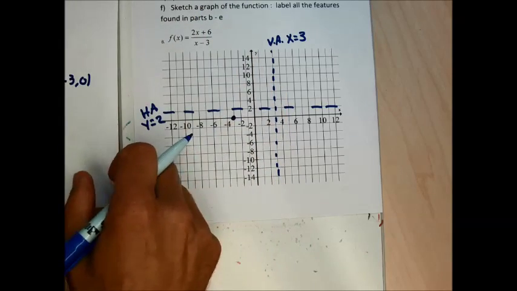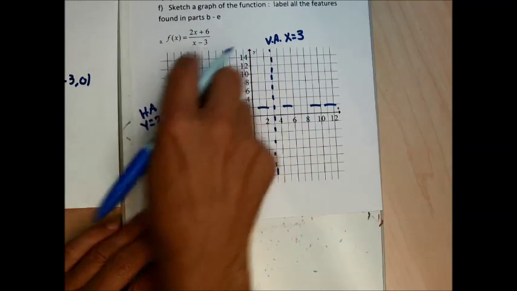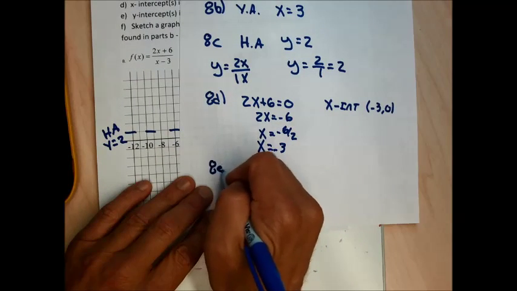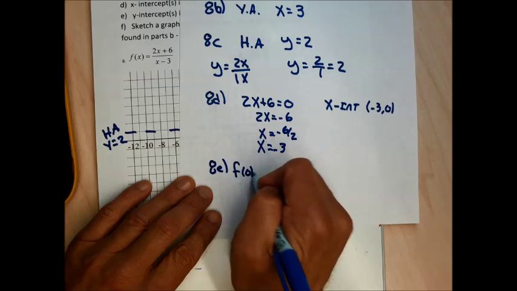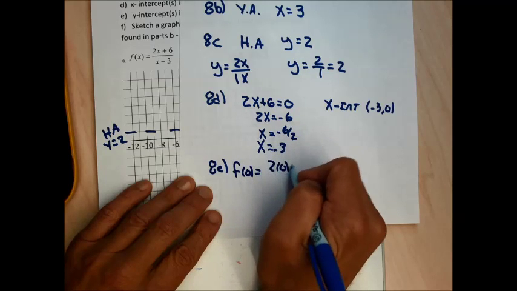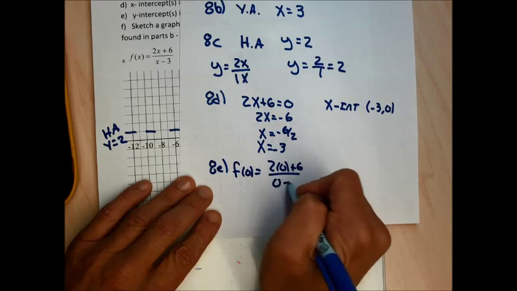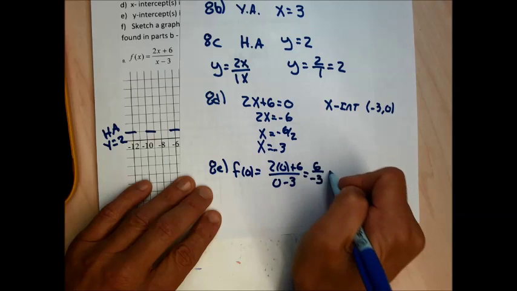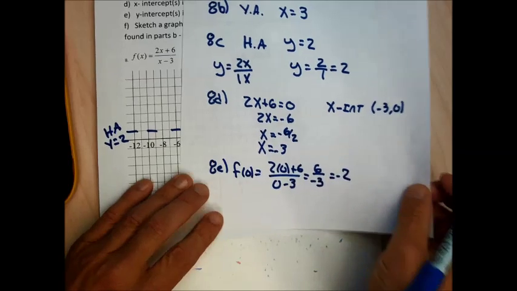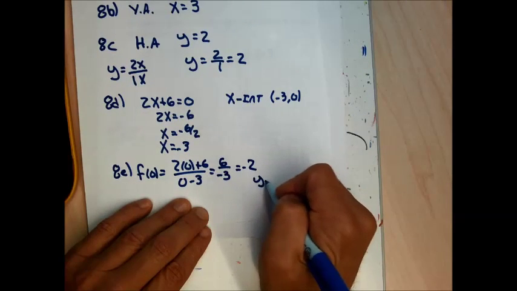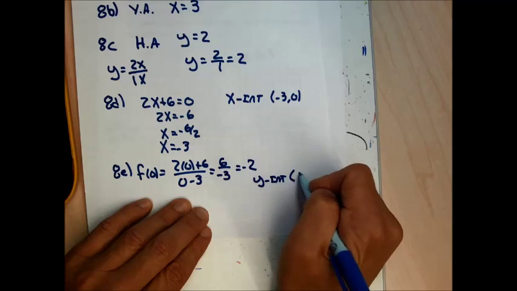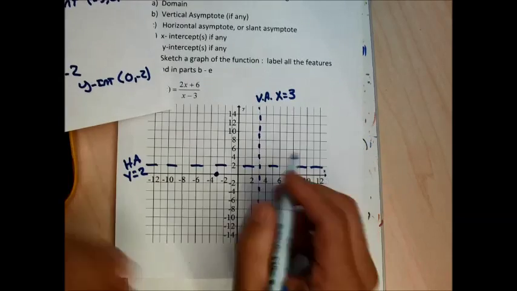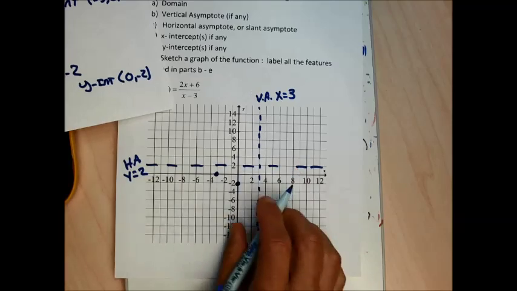Part E wants me to find the y-intercept. I'm going to find the y-intercept by plugging in zeros for these x's. So when I go to do part E, the y-intercept, I'm going to go f of 0 equals 2 times 0 plus 6 over 0 minus 3. The pieces with the zeros go away, so you get 6 over minus 3, which is minus 2. The answer to part E, the y-intercept, is going to be the point 0, negative 2. I'm going to plot that on the y-axis by just making a dot at negative 2 on the y-axis.